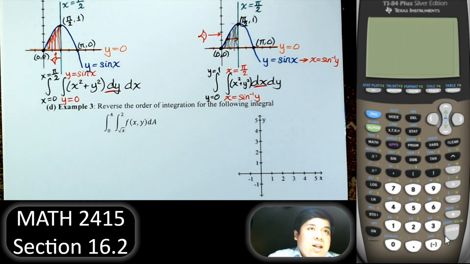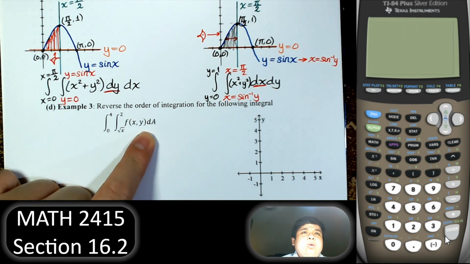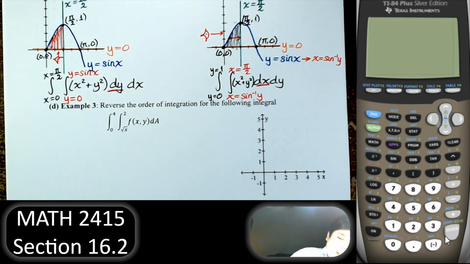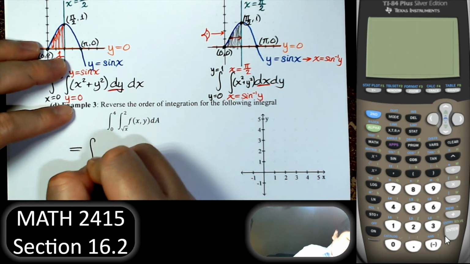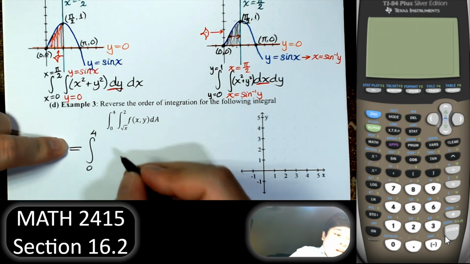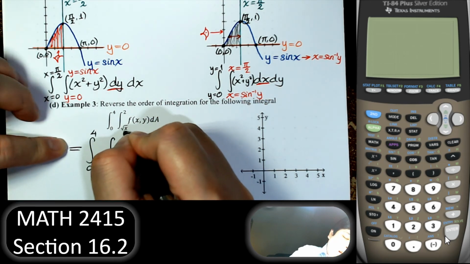Right. Last example. Reverse the order of integration. Wait a minute. First of all, when you look at this, you say, this is dA. So is that dx dy or is that dy dx? How do we know? The outside limits are constant, so they won't be able to tell us much. But here's the clue.